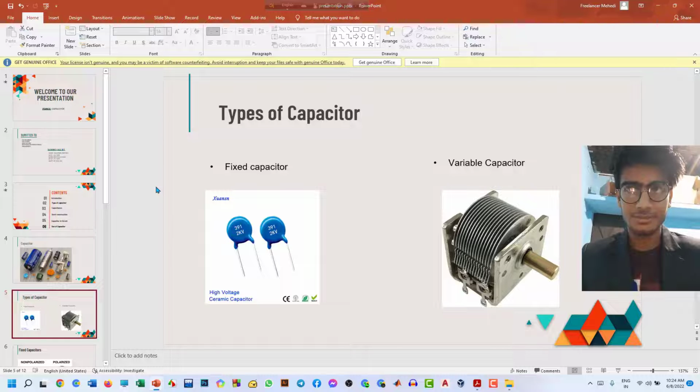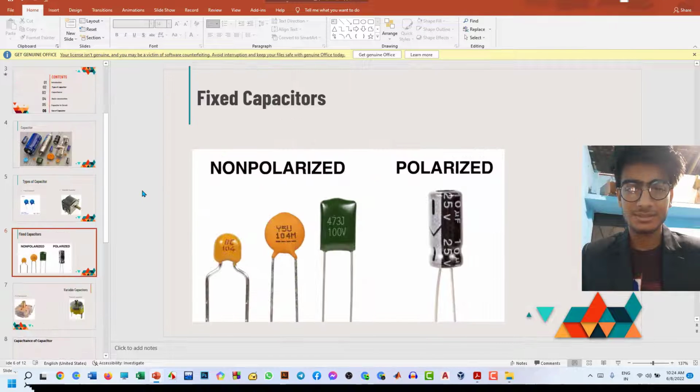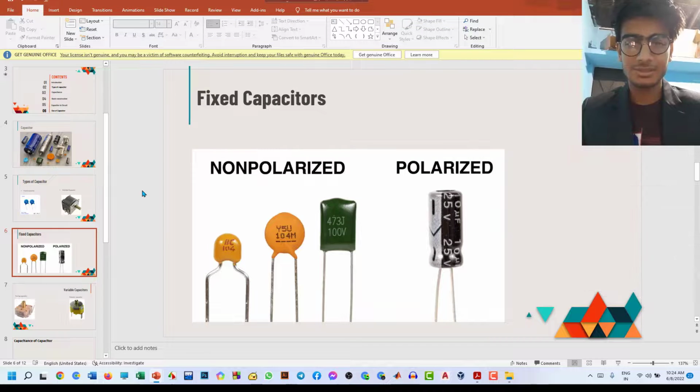Now I will talk about a variable capacitor. A variable capacitor is a capacitor whose capacitance may be intentionally and repeatedly changed mechanically or electrically. In the fixed capacitor, there are 2 types of capacitor. One is non-polarized capacitor and another one is polarized capacitor.